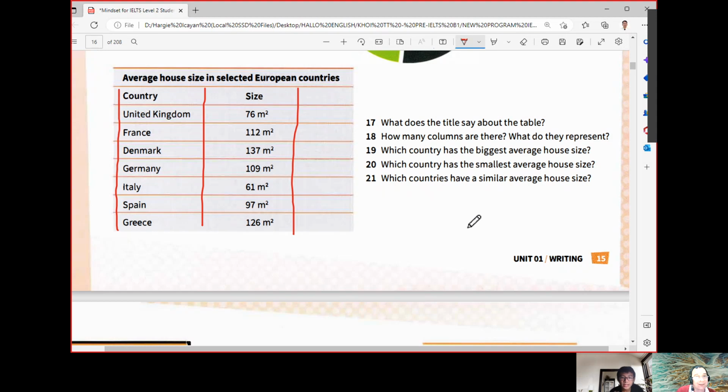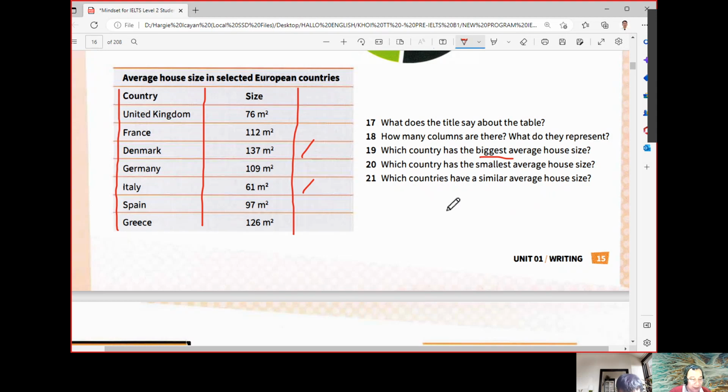I think it's Denmark and Greece. Correct. Only one, so that would be Denmark, because we are talking only of the biggest. What about which country has the smallest average house size? Italy. So that would be Italy. And then, which countries have a similar average house size?